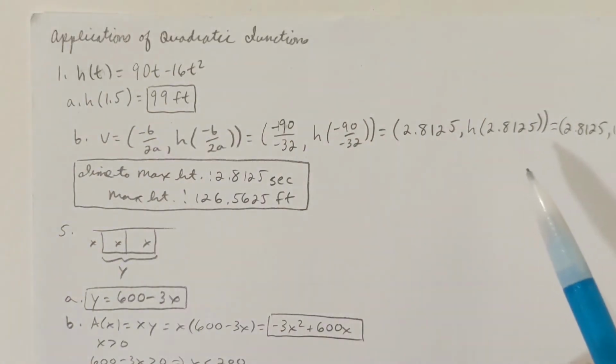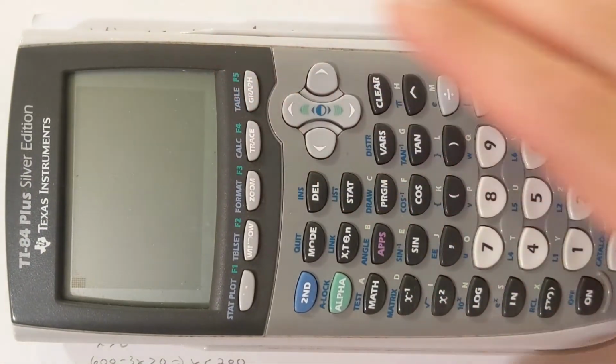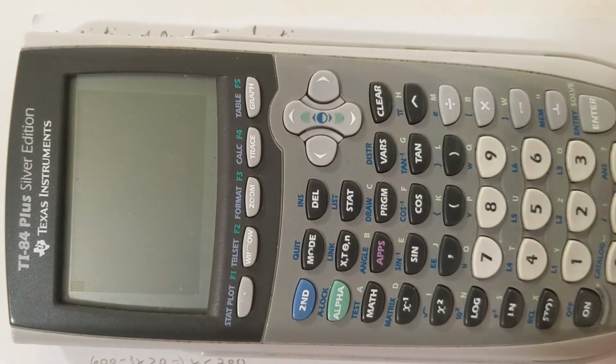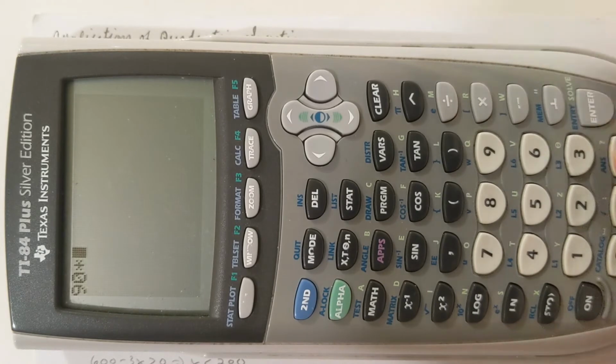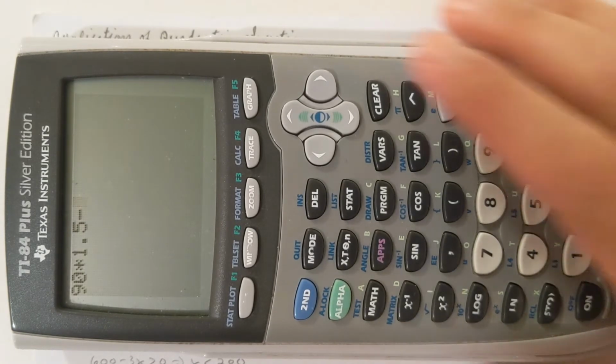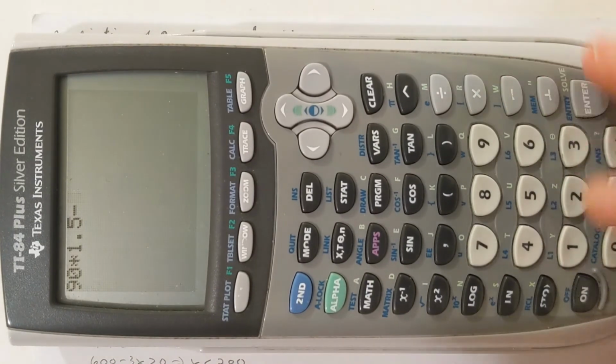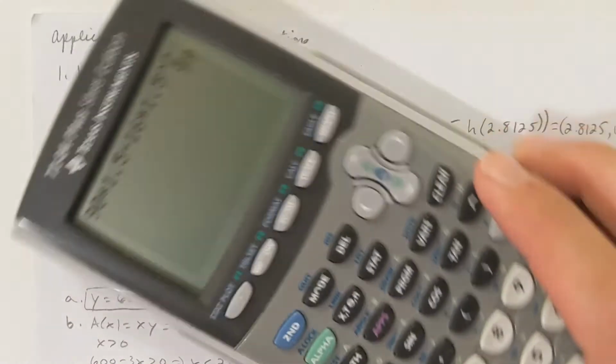Okay, so part A, I'm given the function h of t, and I need to determine the height of the rock after 1.5 seconds. So if I start typing in here, 90 times 1.5 minus 16, I get 99 feet.